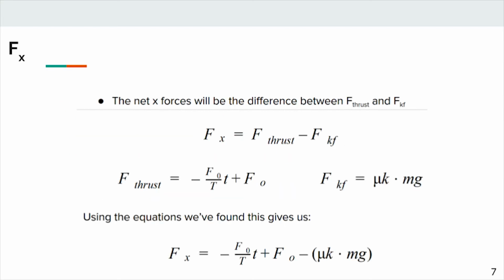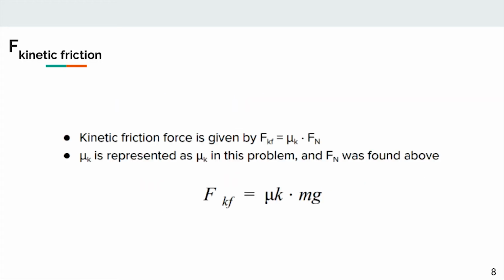The net forces in the x direction can be found by finding the difference between F thrust and F of kinetic friction. So using the two equations that we found before, this gives us F in the x direction is negative F0 divided by capital T multiplied by t plus F0, subtracted by the coefficient of kinetic friction times mg. We can find the kinetic friction force by multiplying the coefficient of kinetic friction by the normal force. So using this equation, we can find that the force of kinetic friction is equal to the coefficient of kinetic friction multiplied by mass and gravity.